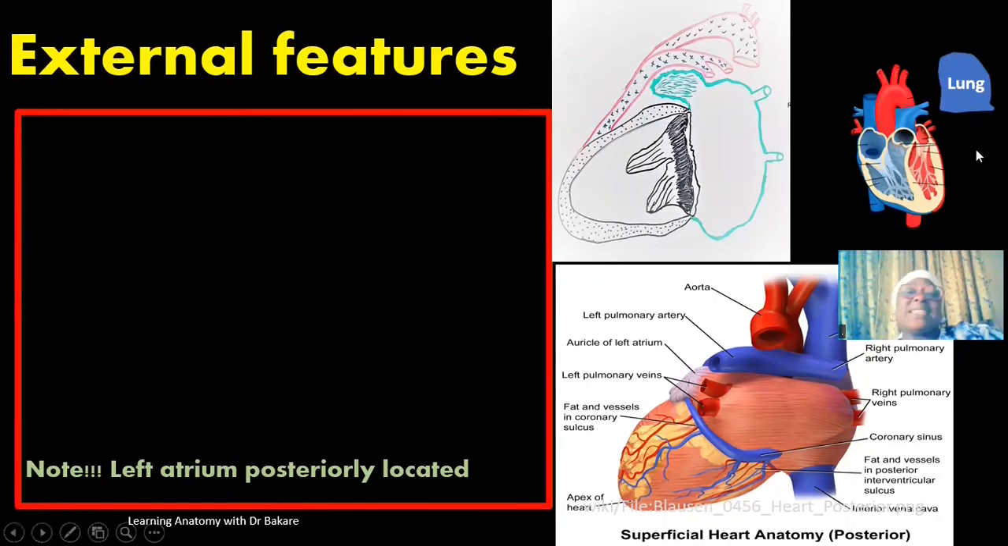So let's go to the external features of the left atrium. If you look at the left atrium on the outside, we've already established the specific location that it is seen. It is seen at the posterior part of the heart. That means you need to tilt the heart to the posterior part for you to be able to view the left atrium.